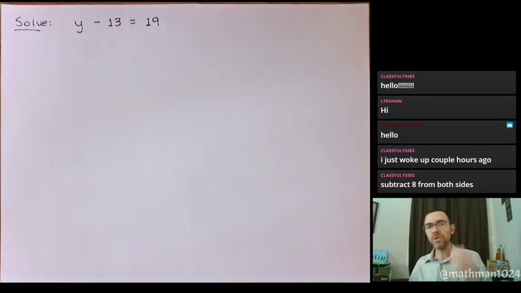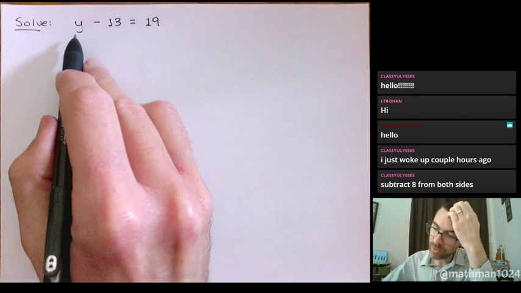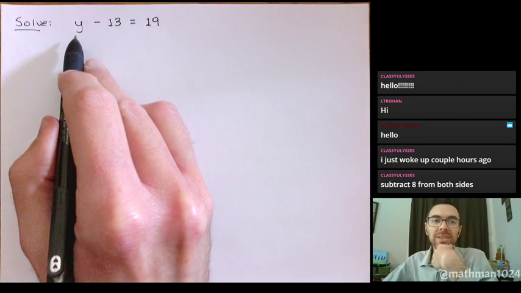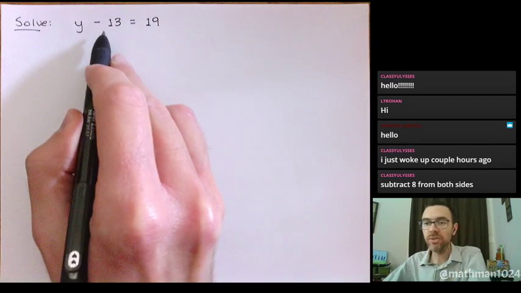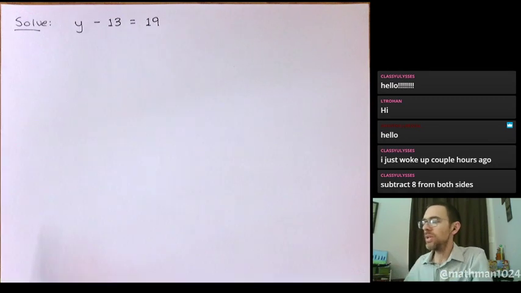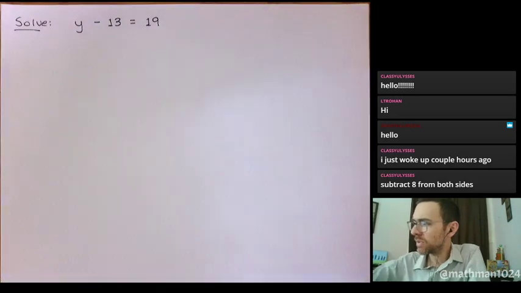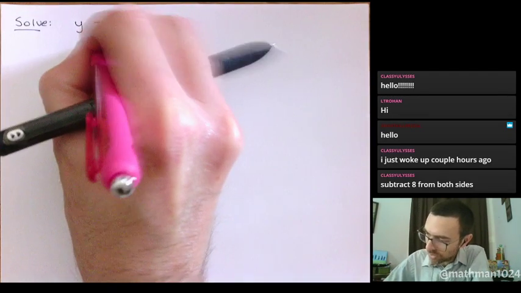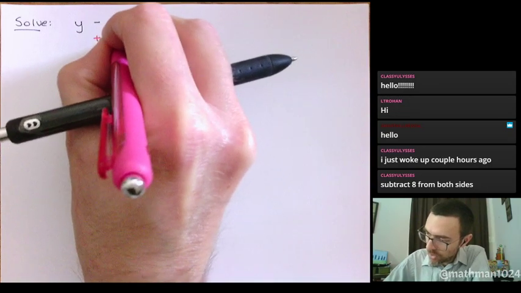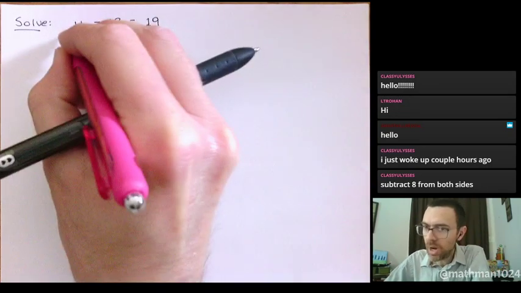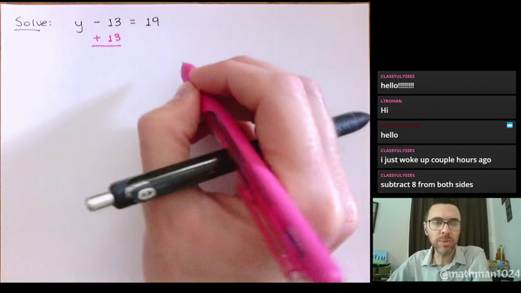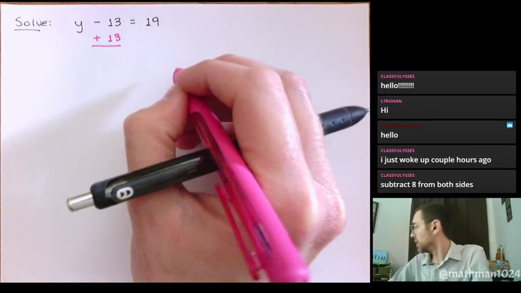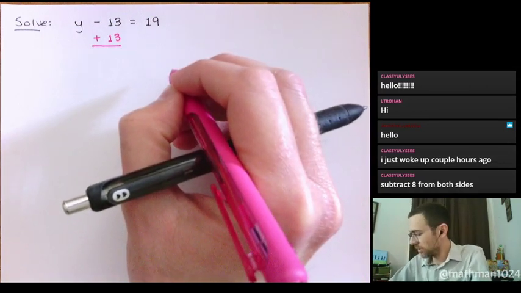Again, our job is to get the variable completely by itself. This is the only place that I see my variable. So in order to get that guy alone, I need to get rid of the 13. So we see a minus 13 there, and the inverse operation of subtracting 13 is to add 13. And we do need to make sure that we understand that the y and the negative 13 are two separate terms. They're not connected at all. When they are, we'll have to address that later.